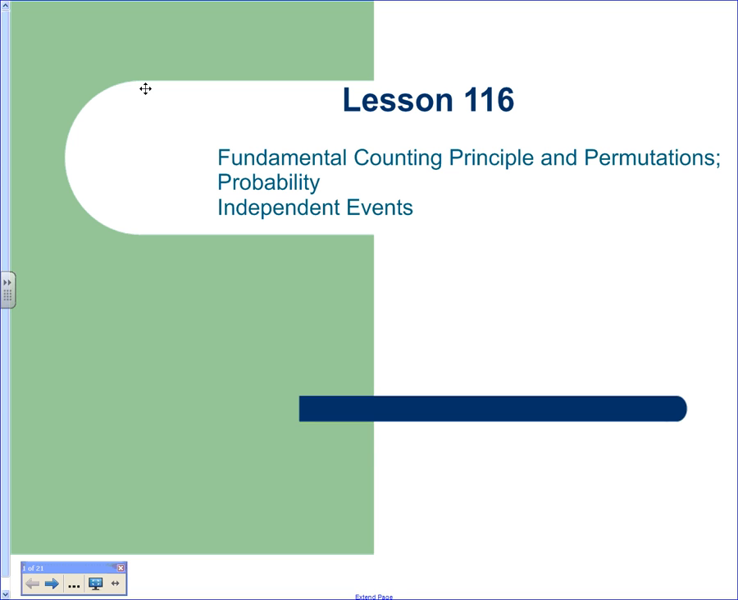All right, we're looking at the fundamental counting principle and permutations, and then we're going to look at probability and independent events. You'll do a lot of this in pre-cal, and in college, if you like probability, you can take a whole class on probability. I like it.